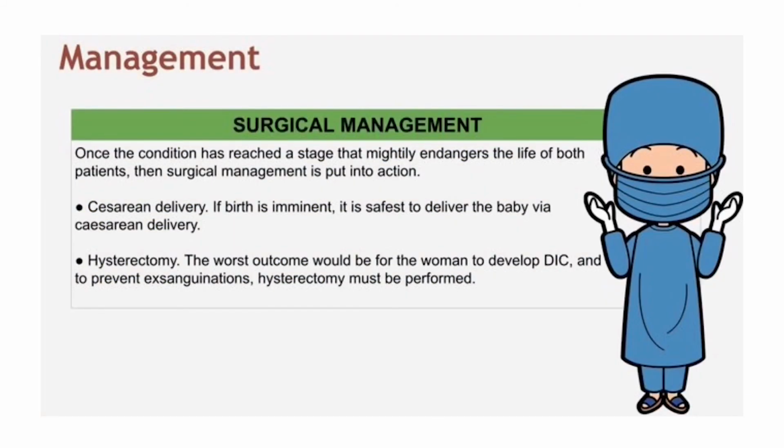The last management is the surgical management. If it reached the stage wherein it may endanger the life of both mother and the fetus, then surgical management is put into action. One is cesarean delivery. If birth is imminent, it is safest to deliver the baby via cesarean. Another is hysterectomy. The worst outcome would be for the woman to develop DIC, and to prevent exsanguination, or excessive blood loss that may lead to death, hysterectomy must be performed.